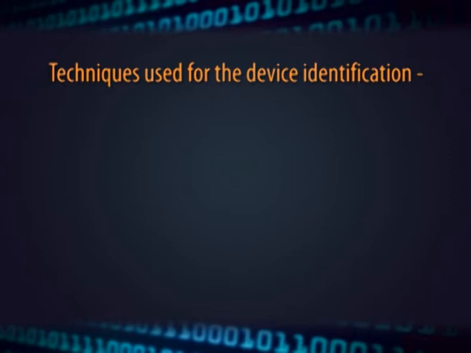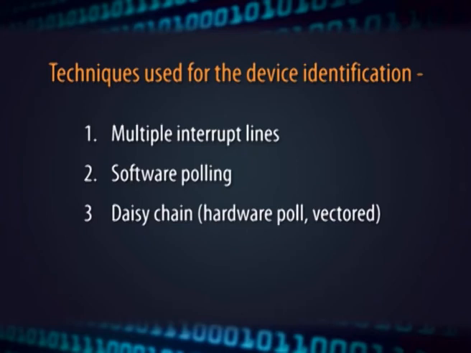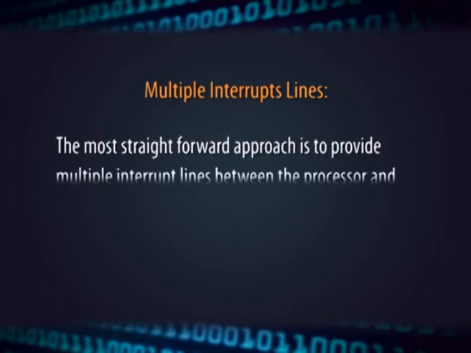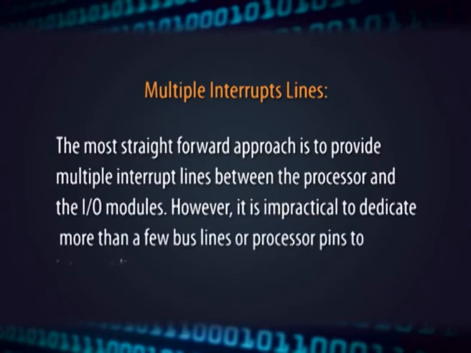The first technique is multiple interrupt lines. Second technique is software polling. The third technique is daisy chaining. It is also called hardware poll vector. Fourth is bus arbitration. First, starting with the first, we have multiple interrupt lines. The most straightforward approach is to provide multiple interrupt lines between the processor and the I/O modules. However, it is impractical to dedicate more than a few bus lines or the processor pins to the interrupt lines.